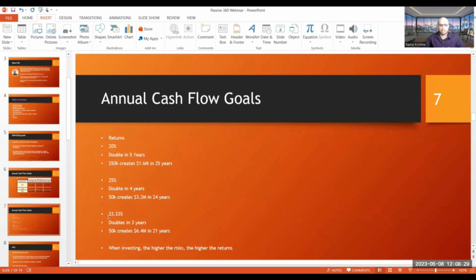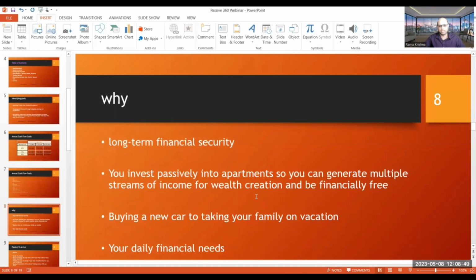One important point you need to remember here is that when you're investing, the higher the returns, the higher the risk. So before investing anything, you need to ask the why question. Your why drives everything, right? You need to understand your why and your long-term financial goals. Your why could be long-term financial security, multiple streams of income, wealth, and being financially free. Or you may want to buy a new car, take your family on vacation, or cover your daily financial needs. Your why could be anything.